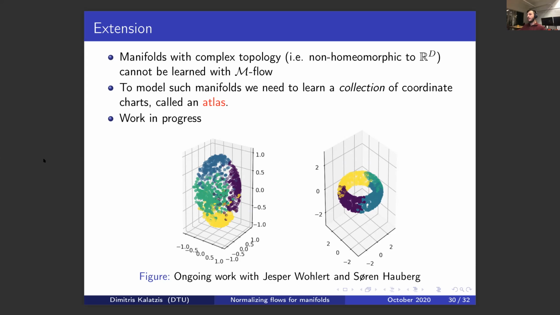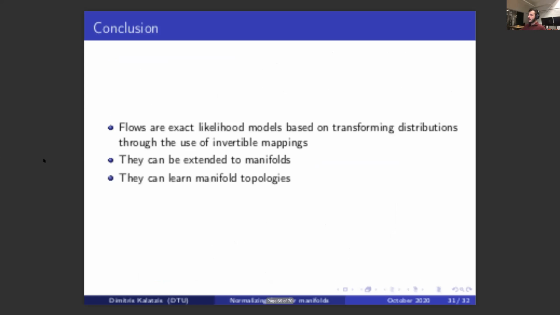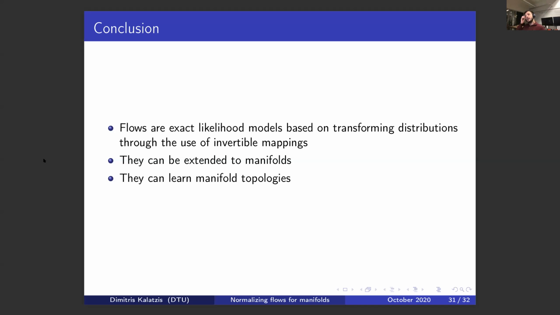So to conclude, we saw that flows are exact likelihood models based on invertible transformations of distributions. We saw a couple of examples of how to extend them to manifolds when we know what our manifold structure is. And then we saw how to use flows in order to learn the topologies of unknown manifolds. So this was pretty much it.